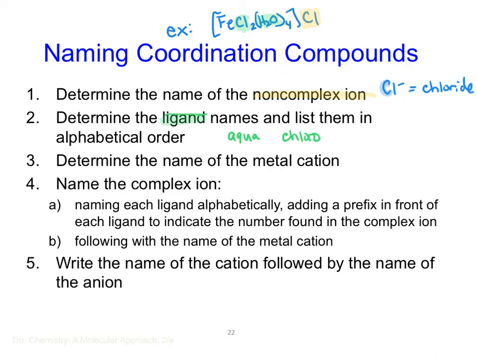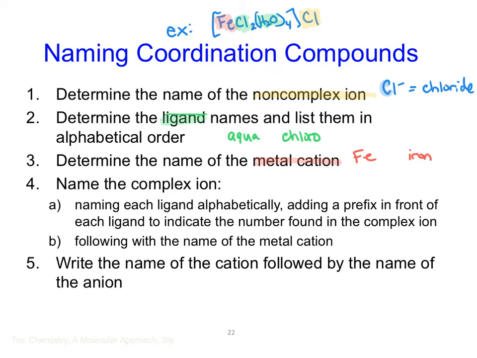Step three, determine the name of the metal cation. Our metal cation, that is our metal center. So the metal cation here is Fe, which we know is called iron. We also need to determine the charge or the oxidation state.